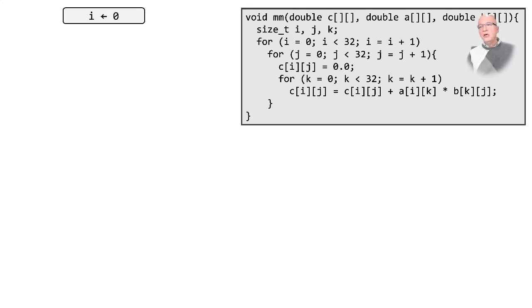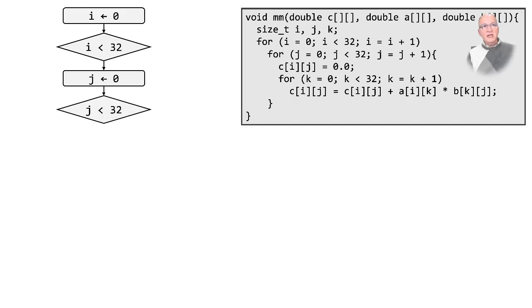So here's my C code for matrix multiplication, and to generate assembly code, the first thing that I would do is to create a block diagram for this code. This block diagram starts by initializing the variable i to 0, and then it will check to see whether i is less than 32. If i is less than 32, I can then initialize j. I ask whether j is less than 32, and then I initialize the C[i][j] element of the matrix to 0, and I initialize my index variable k to 0.